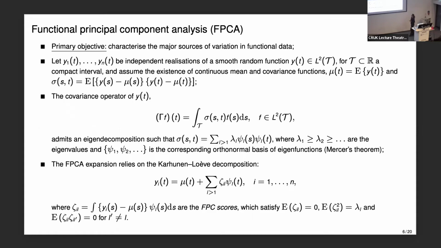FPCA uses the so-called Karhunen-Loève theorem, which states that each curve can be expanded into a sum of the mean function, mu, plus a series of random deviations from the mean, where each term in this series is a score, zeta_iL, multiplied by the eigenfunction of the covariance operator, psi_L. In addition, these eigenfunctions are orthonormal, and the scores are centered, uncorrelated, and have variance lambda_L.